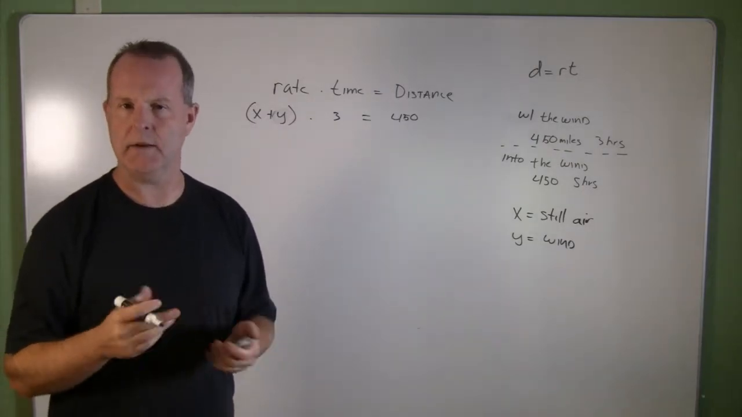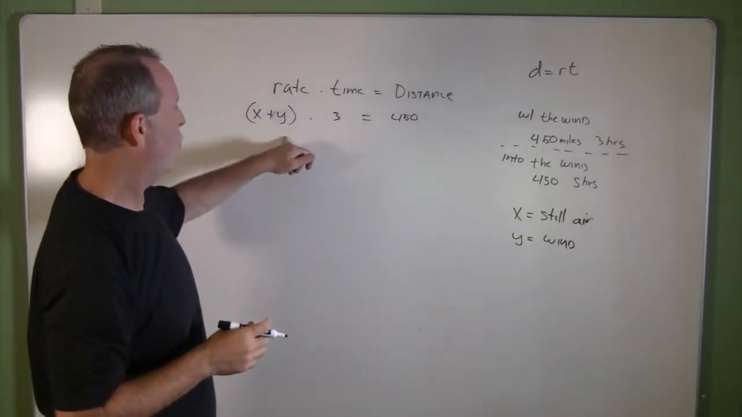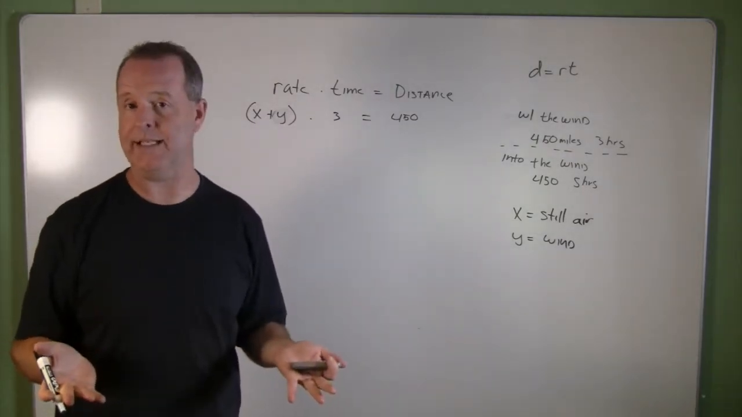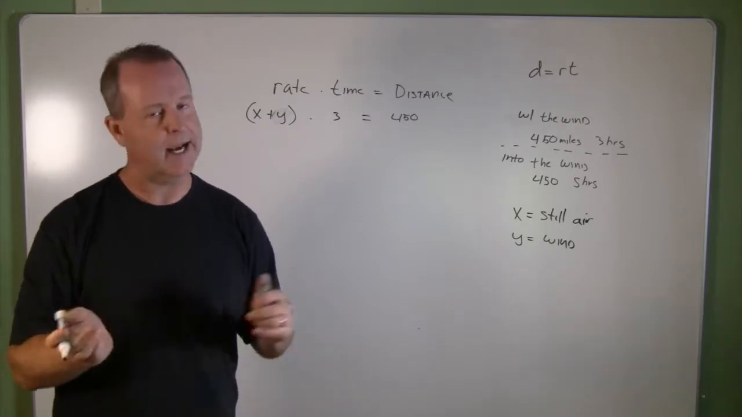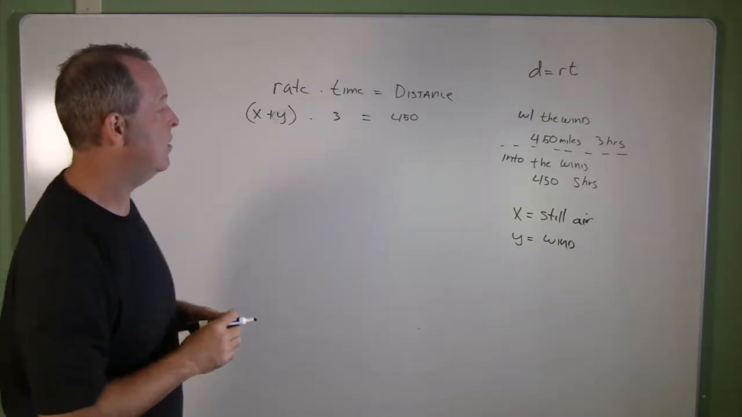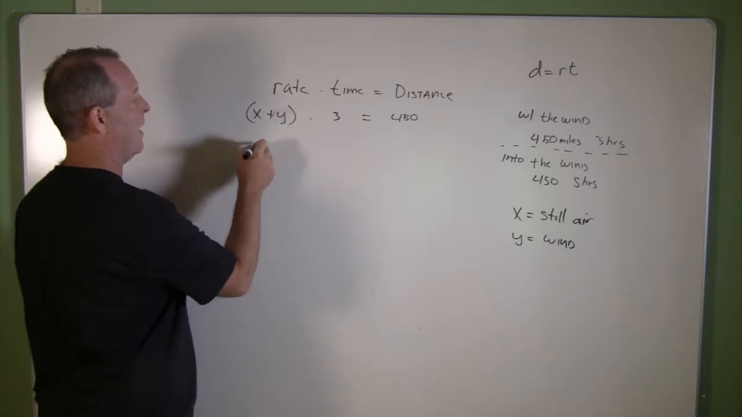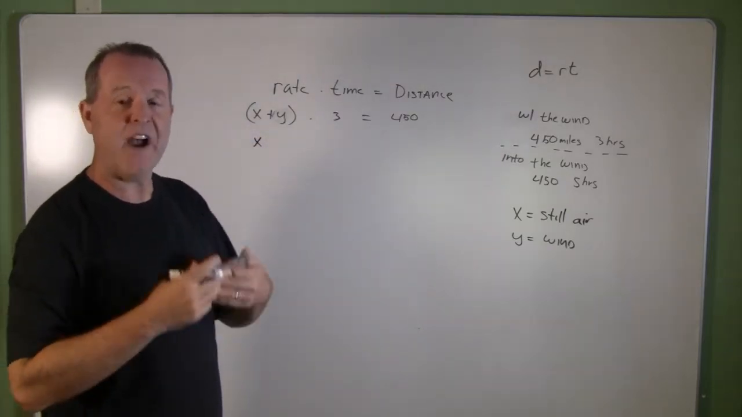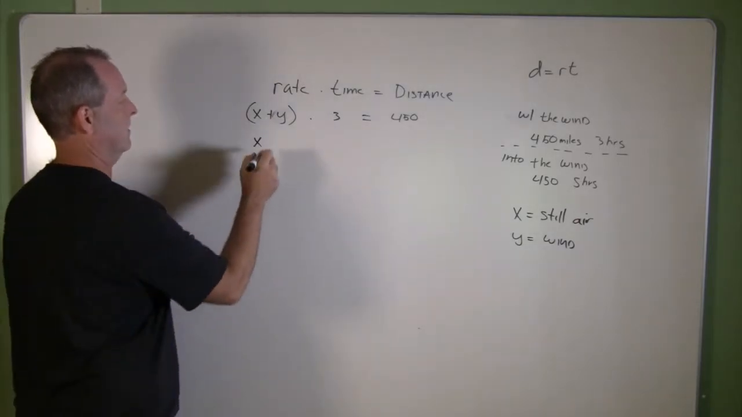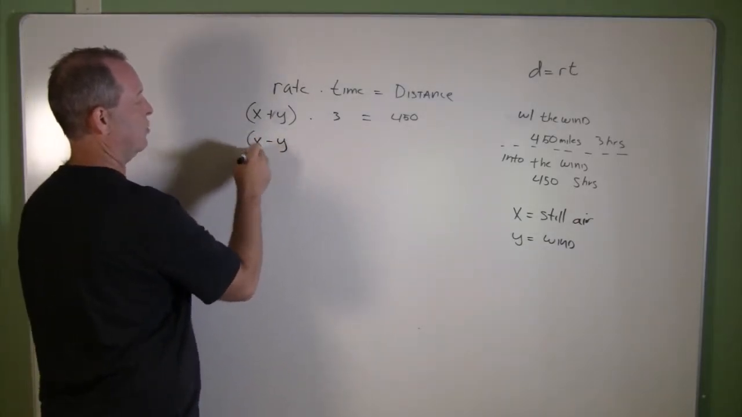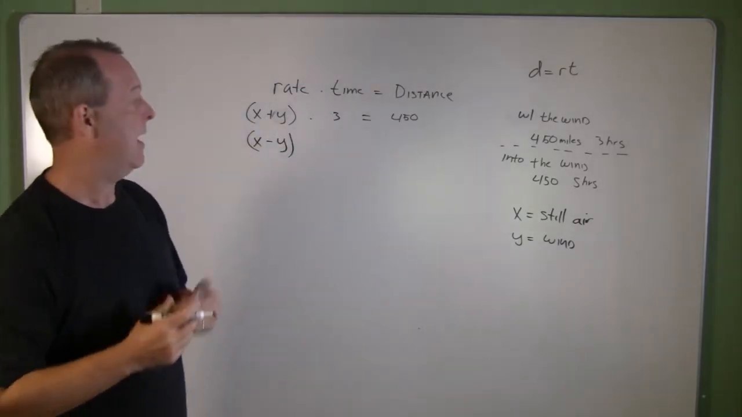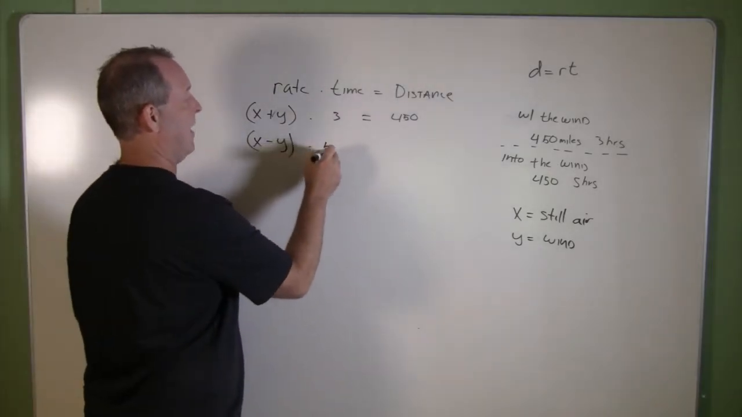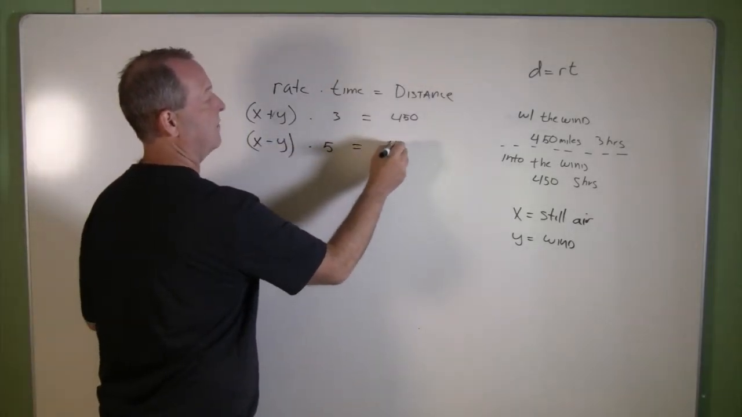Can you start to develop the second one? What's the next equation that I'm going to need to build? Two equations or two unknowns? I need two equations. Well, the next one is the rate of the plane in still air fighting against the wind. So I'm going to subtract y on that particular one, and that's going to take me 5 hours to go the 450 miles.